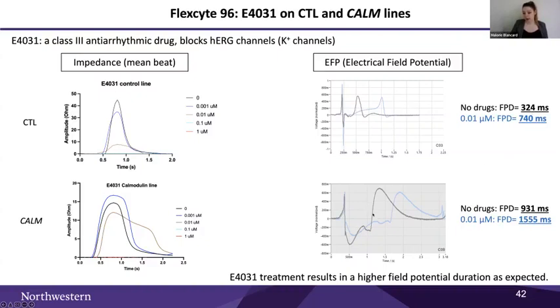And even though the calmodulin line at baseline is definitely already prolonged compared to the control, we still saw a prolongation. It switched from about 900 to 1500. So with the same E4031, we were able to see what we were expecting, which is prolongation of the repolarization.